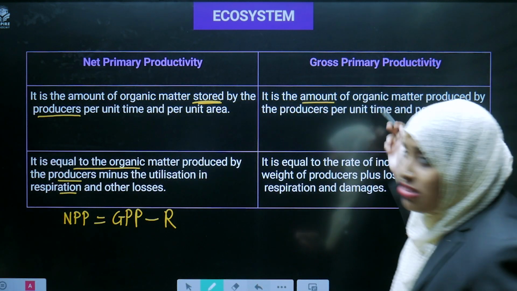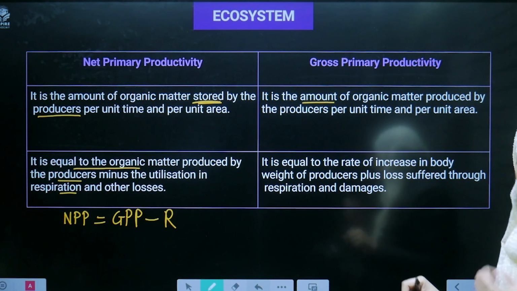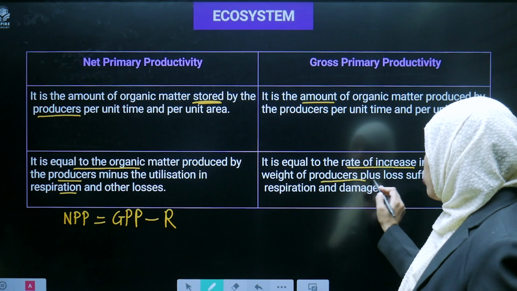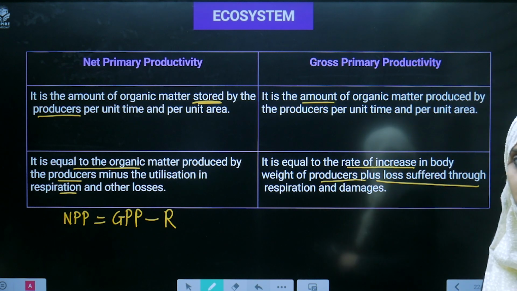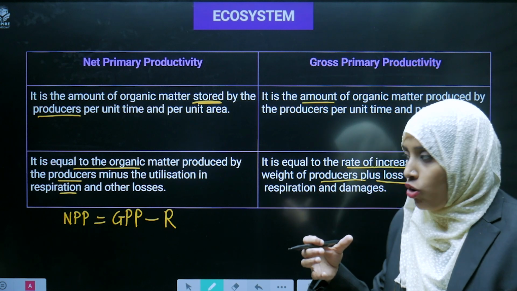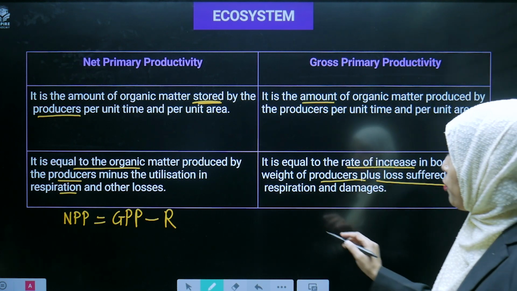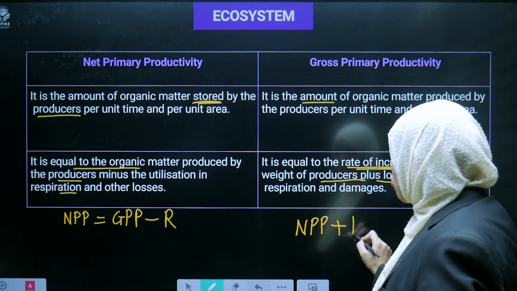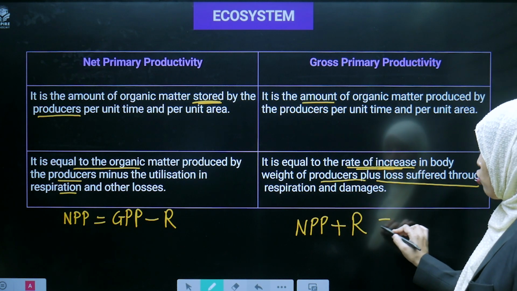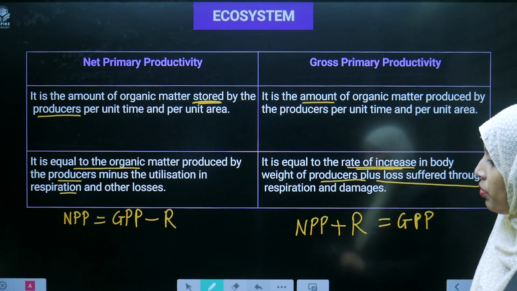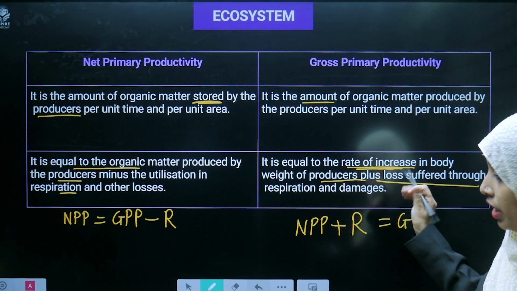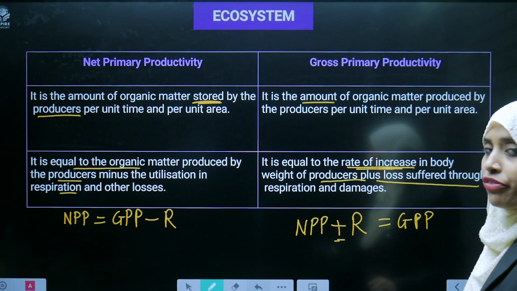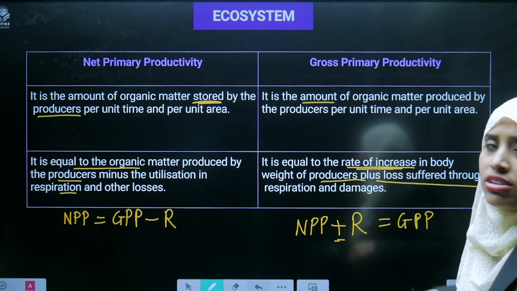Okay, so gross, we have seen, is the total amount of productivity produced by the producer. It is the rate of increase in the body weight of the producer plus the loss suffered through respiration. Whatever has been lost, if you put it back, it is the rate of increase in the productivity. In net primary, the loss that happened in respiration, you add that back. So that is the gross primary productivity. If you include the respiration loss or the damages in the net, together it will contribute to gross primary productivity. So this is the basic difference.